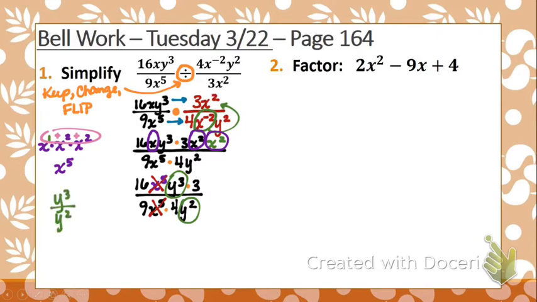What do I do with the powers here? Subtract them. I'm going to subtract that power of 2. Whatever's on the bottom is what I'm subtracting from the top. If what's on the bottom is bigger, then I go the other way. This is going to give me y to what power?